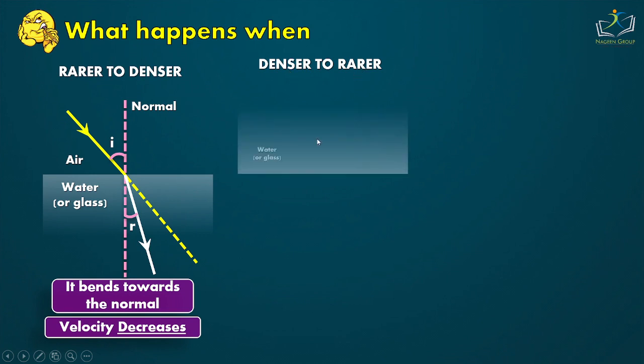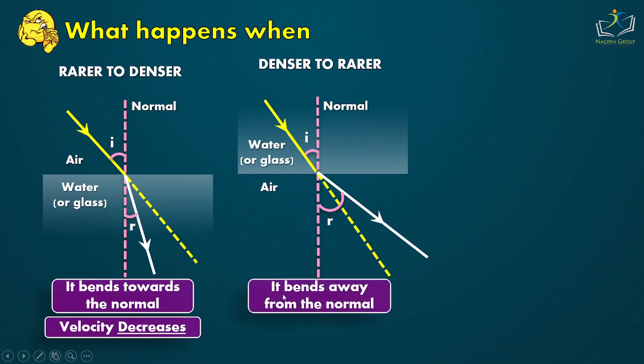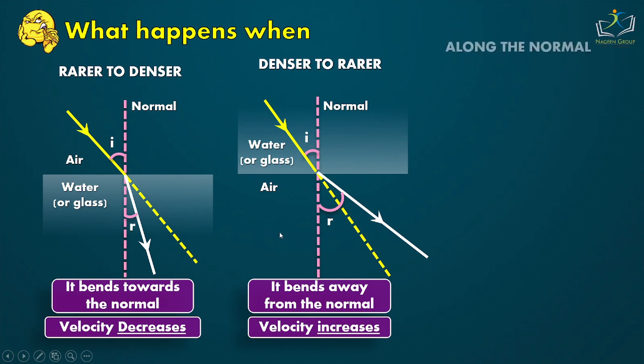Next, denser to rarer, we are taking water and air. Now, light is moving from water to air. So instead of moving in a straight path, what do you observe? As it moves from denser to air, it moves away from the normal. This is the angle of incidence, this is the angle of refraction. It bends away from the normal. From here we say velocity increases. Right? In the water, the velocity will be less, and here in air, velocity increases.